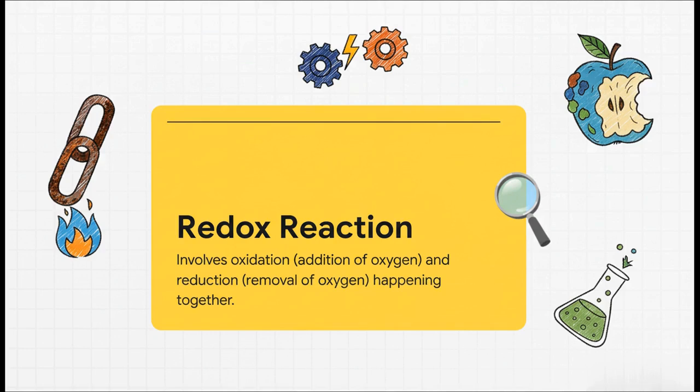Look at this example. The hydrogen grabs the oxygen from the copper oxide to become water, so the hydrogen gets oxidized. And at the exact same time, the copper oxide loses its oxygen and becomes pure copper. It gets reduced. See? One gains, one loses.